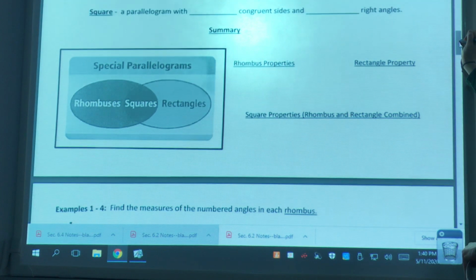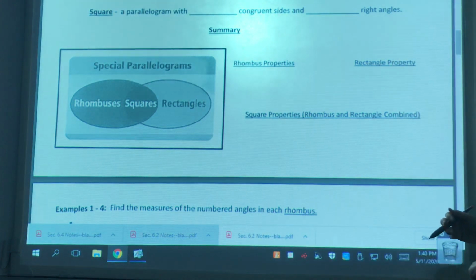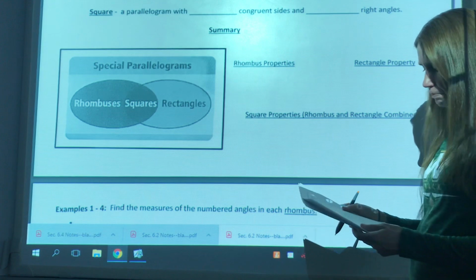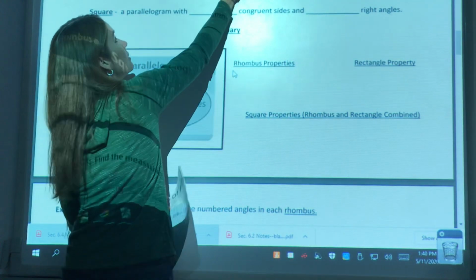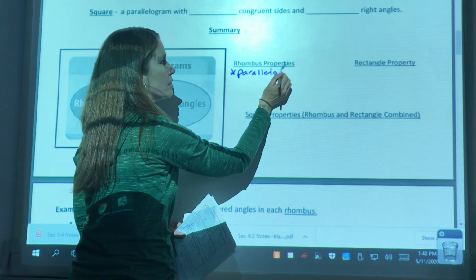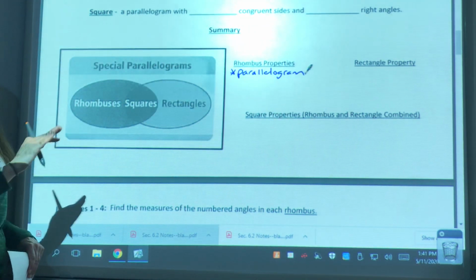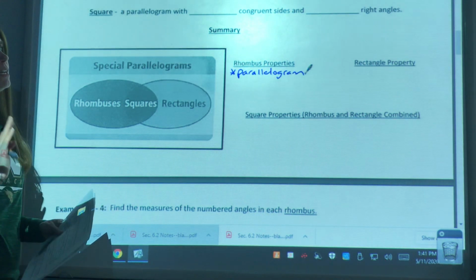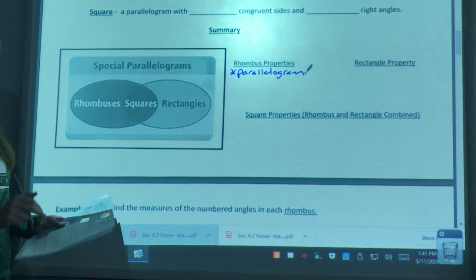Okay, so if we look at this summary, if we go and write down what the rhombus properties are, I first want to include that a rhombus is a parallelogram. I'm not going to write all the properties that we just talked about. I think there were 4 different properties we talked about in section 6.2 about a parallelogram. All those apply. I'm just going to say it's a parallelogram. I know all those are true.